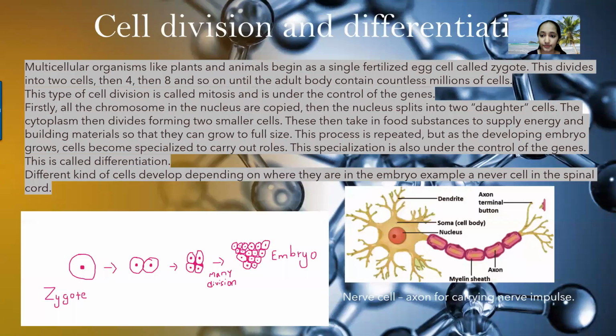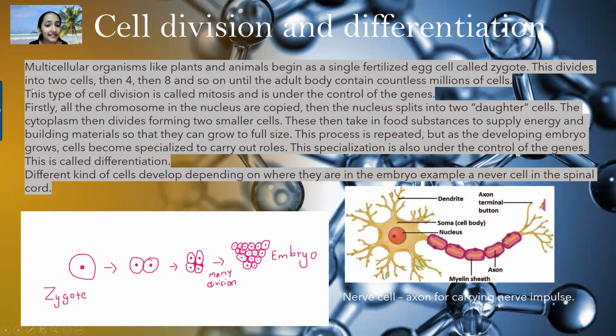Okay. So next, cell division and differentiation. Multicellular organisms like plants and animals, even us, start as a single fertilized egg cell called zygote. This divides into 2 cells, then 4 cells, then 8 cells, and so on until an adult body contains countless millions of cells. This type of cell division is called mitosis and is under the control of the genes.